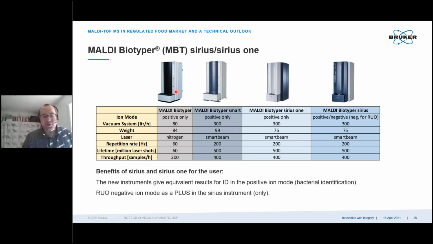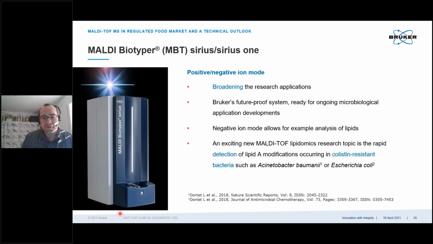In this table and the pictures, the different systems are shown, and the Sirius and Sirius 1 have a different cover and electronic parts. But the main aspects, like the vacuum system and the laser, are the same as in the MALDI Biotyper Smart, which is part of the certificates. The MALDI Biotyper Sirius has one special additional feature, and this is the negative ion mode. This is a plus for research use only, and I want to give you some examples of this negative ion mode. Because this broadens research applications, for example, in the analysis of lipids.